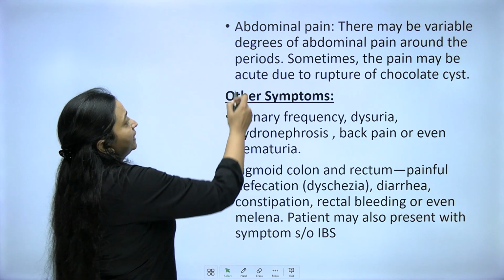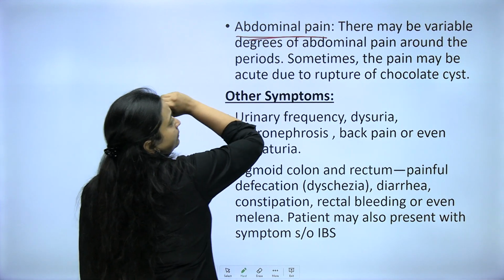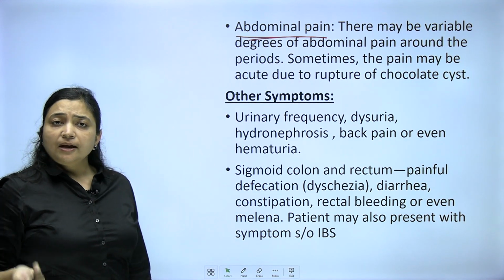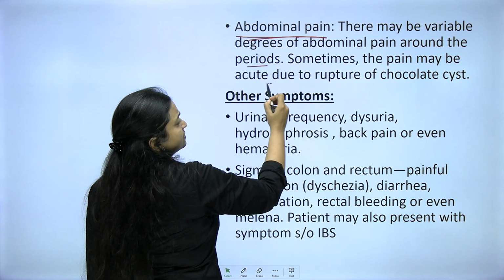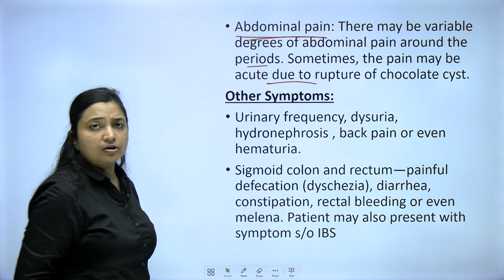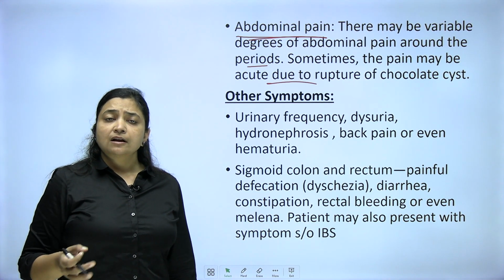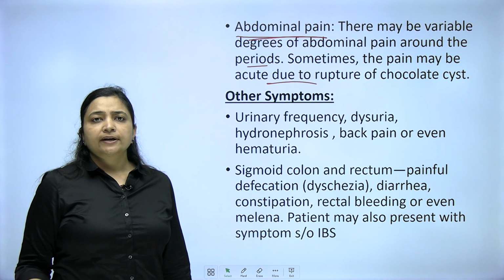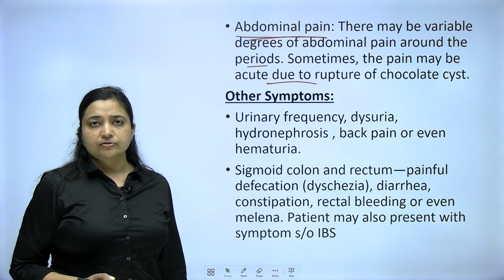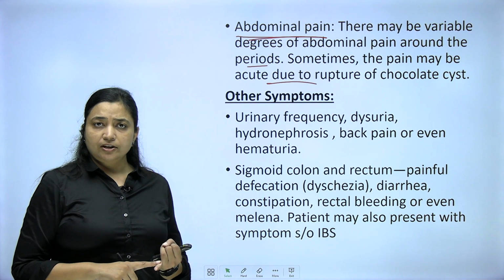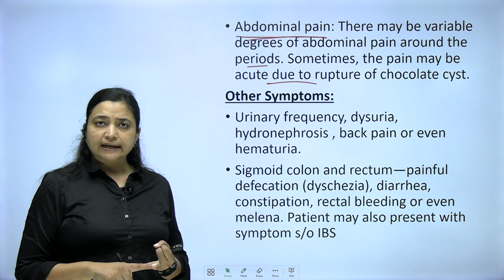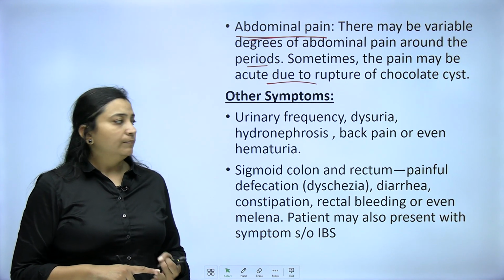Now abdominal pain. It was chronic pelvic pain, now abdominal pain. There may be variable degrees of abdominal pain around the time of periods, or sometimes it may be because of the rupture of the chocolate cyst. Patient may present first time with abdominal pain only, and then you find out that it is endometriosis. So your main symptoms: dysmenorrhea, infertility, dyspareunia, abnormal uterine bleeding, chronic pelvic pain and abdominal pain.